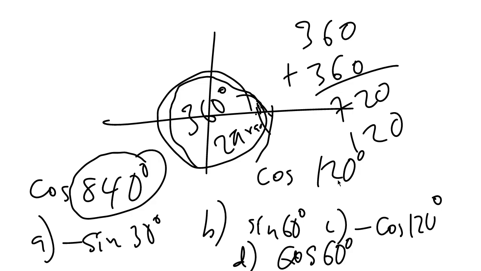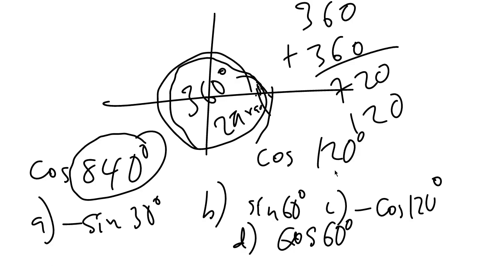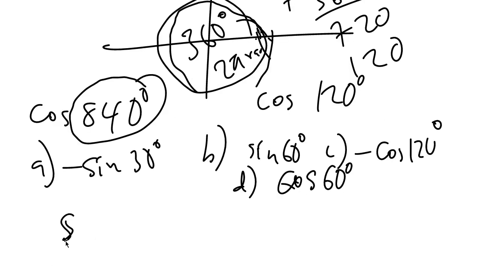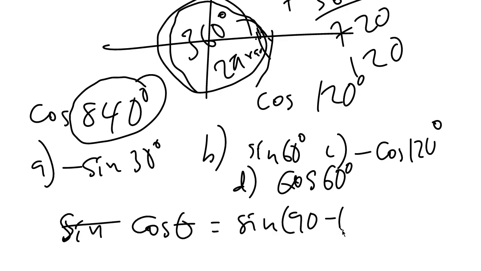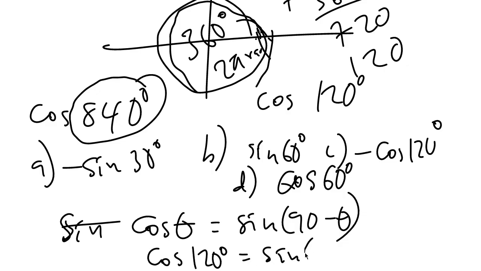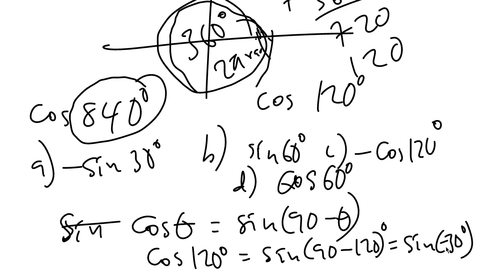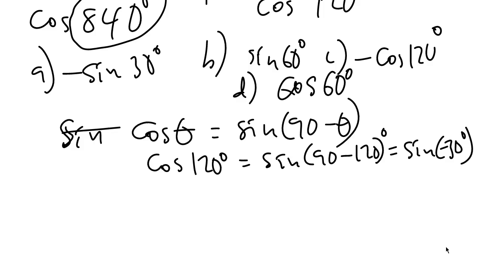Are you following? Which of this is equivalent to cos 120? And then remember what we said, that cos theta will be equal to sine 90 minus theta. That's where all these things apply. So cos 120 is equal to sine 90 minus 120, which is sine minus 30. And remember that sine of minus theta is minus sine theta. So that's minus sine 30. Do you understand? So the answer is A.